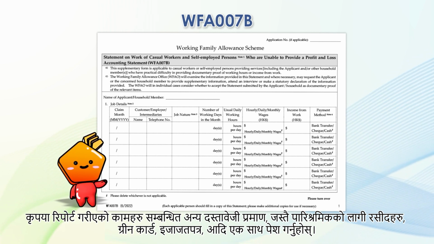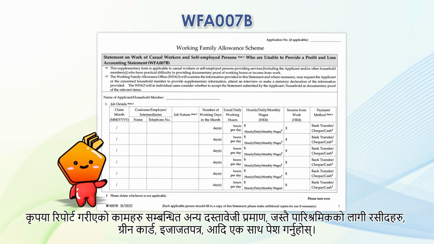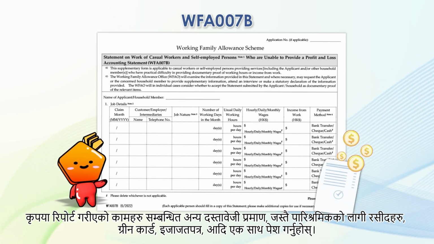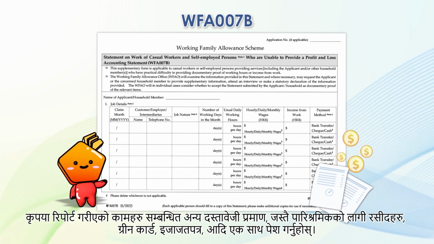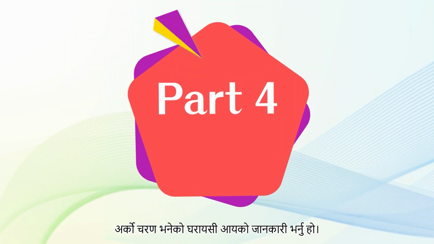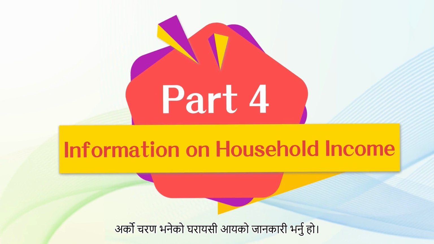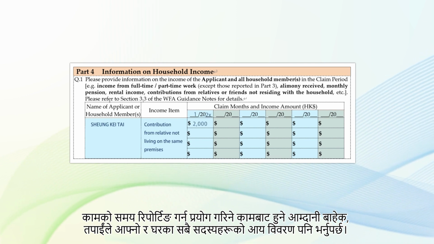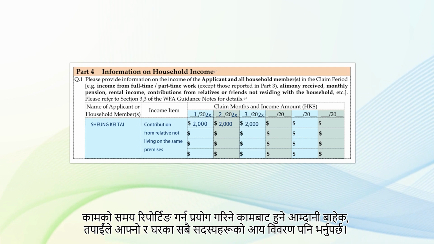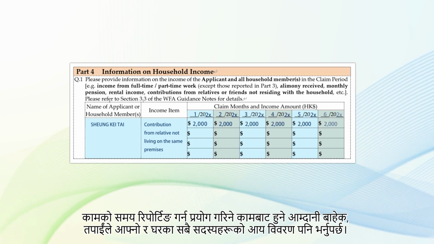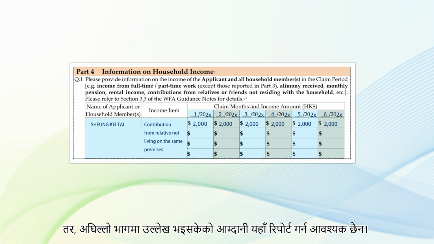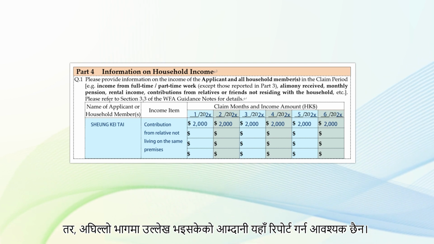Please submit together any other documentary proof relating to the reported jobs, such as receipts for remuneration received, green cards, licenses, etc. Next step is to fill in the information on household income. Apart from the income from work that is used for reporting working hours, you should also fill in your income information and that of all household members. However, there is no need to report here the income that has already been reported in the preceding part.